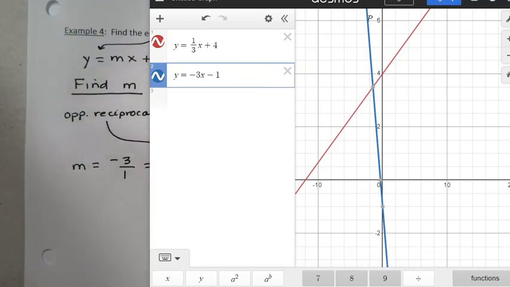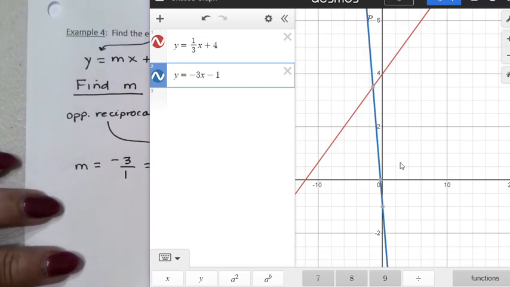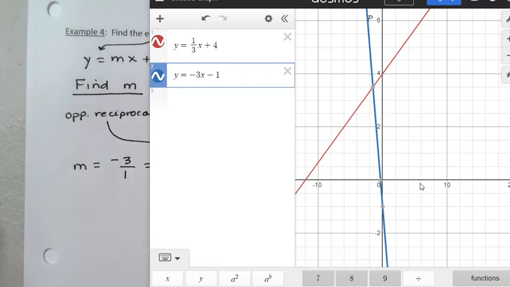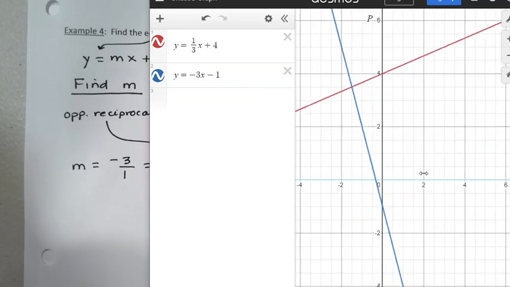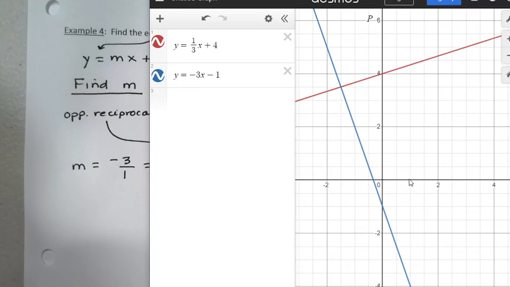Here's the problem. My grid is not square. Notice that my scale is 0, 2, 4, 6 here, but 0, 10, 20 here. What I need to do to really see that they're perpendicular is make sure my scale is the same on both the x and y axis. So I'm going to hold down my shift key, and I'm going to try and get this to the point. Okay, that's not too bad, right? You see how now the 0 to 2 on the x-axis is about the same as the 0 to 2 on the y-axis. So I have a square grid.